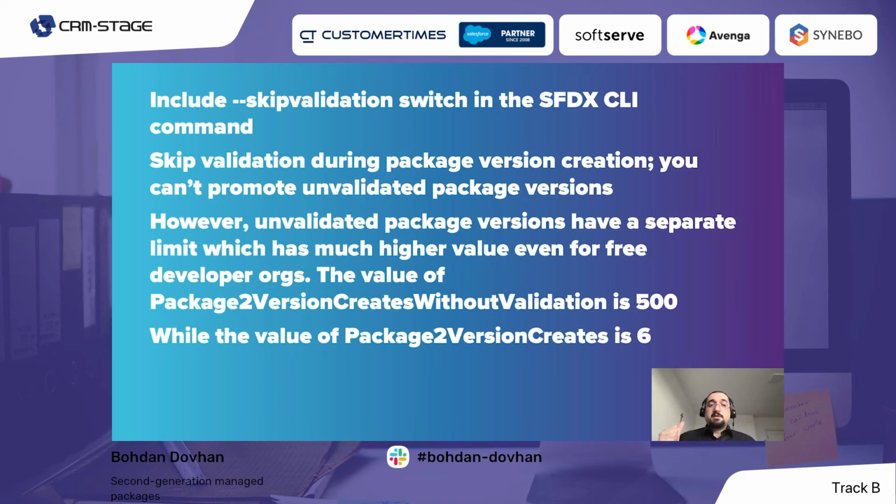On the other side, unvalidated package versions have a separate limit which has a much higher value, even for free developer orgs. The value for package version creates without validation is 500. So it's sufficient even if you have plenty of packages and plenty of versions being created on a daily basis. While the value for package version creates is just 6 for free developer editions, and is higher for paid versions, but still not very big. So it's always reasonable to use skip validation if you create beta versions.